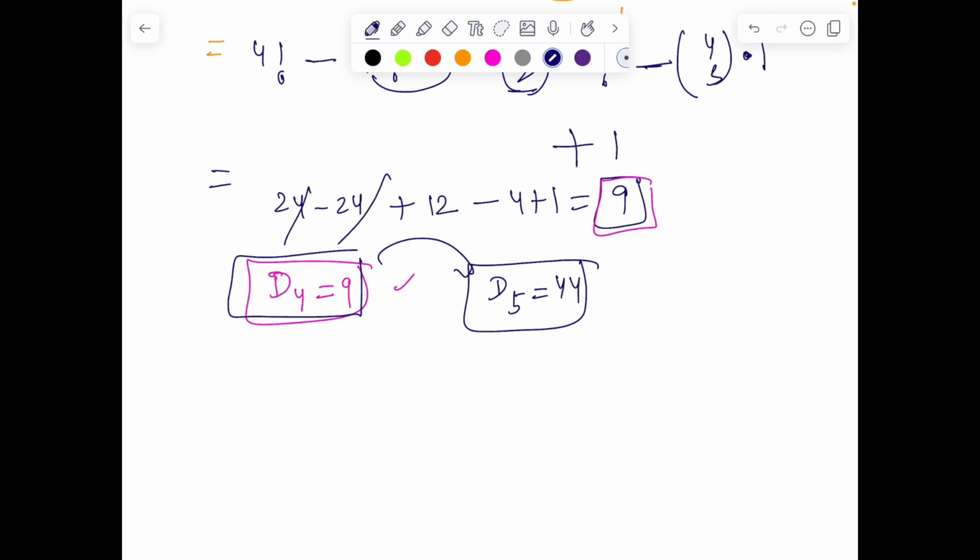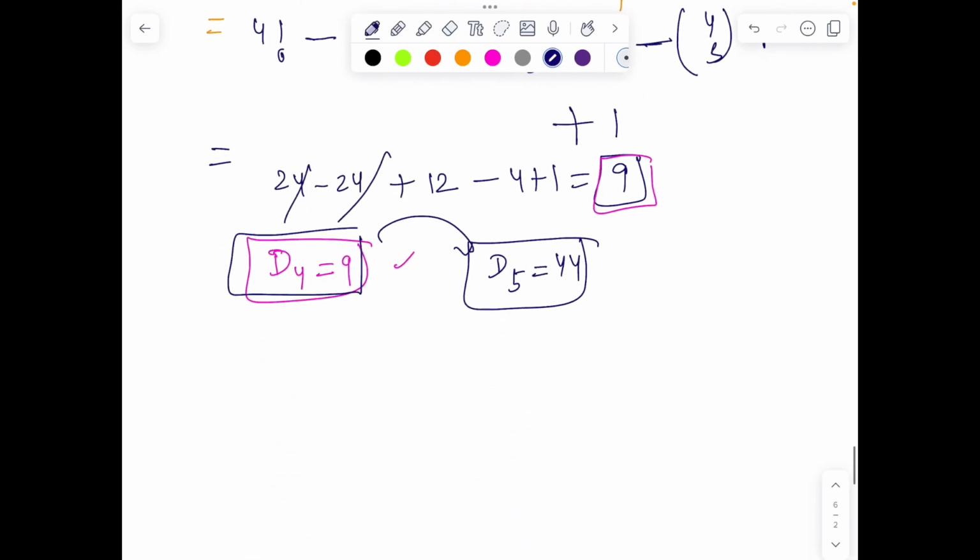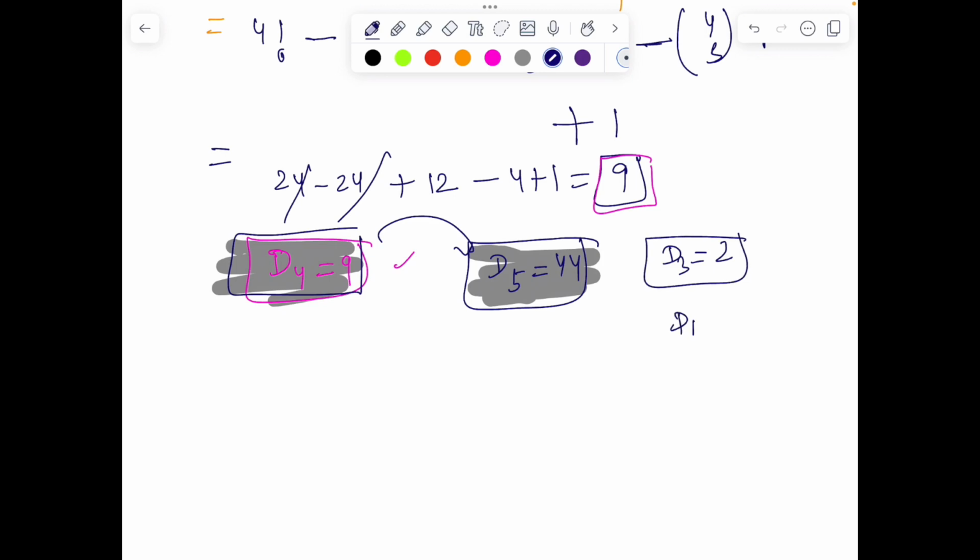There is something to remember. If you find D5, it will be 44. And there is still a nice recursion of derangement. You can connect D4 to D5 directly without doing it. So I hope you enjoyed the problem. For JEE, you could remember the D4, D5 values. D3 is directly left as an exercise for you. It will be 2, D1 is 0.